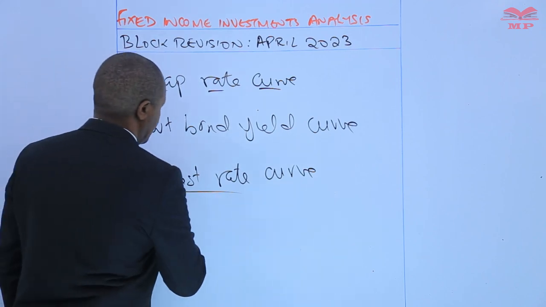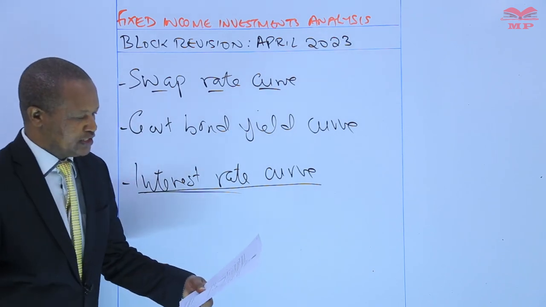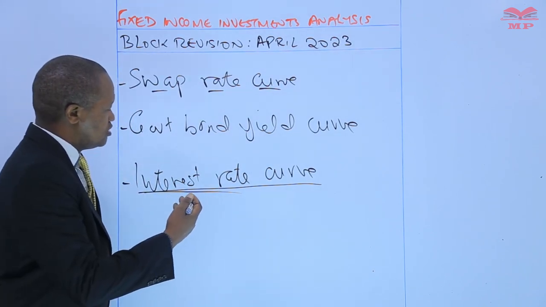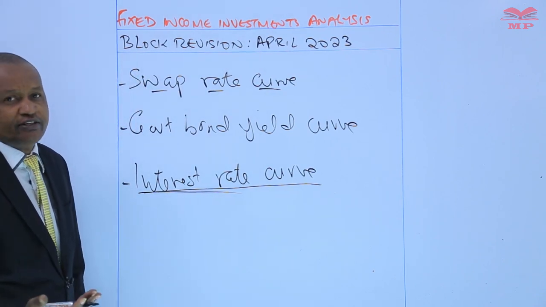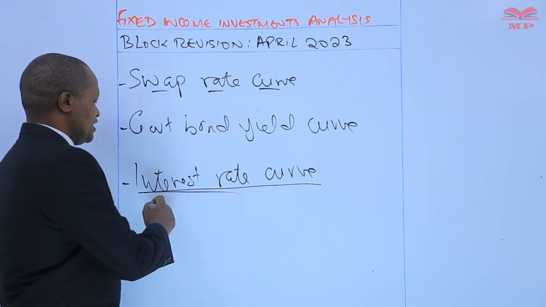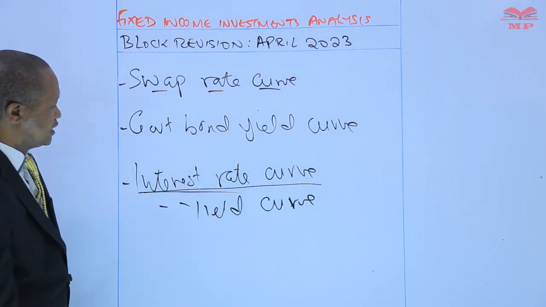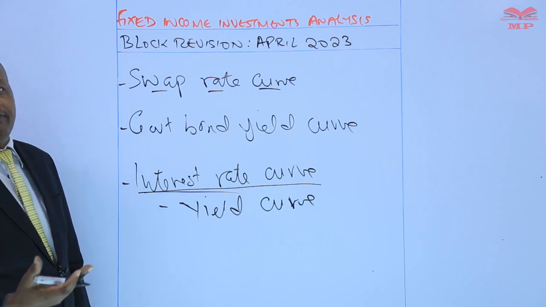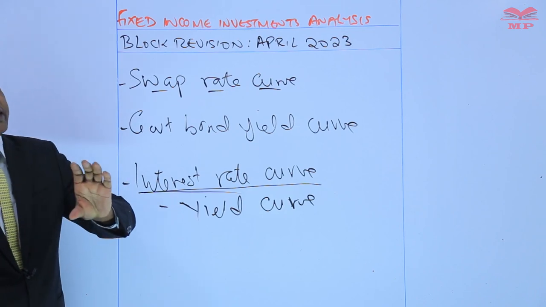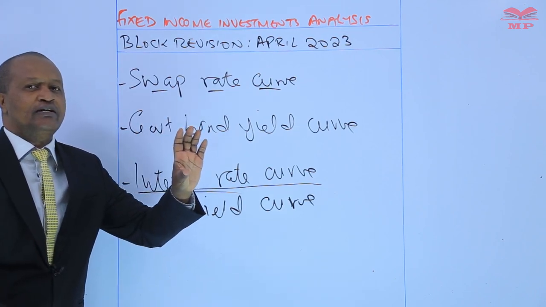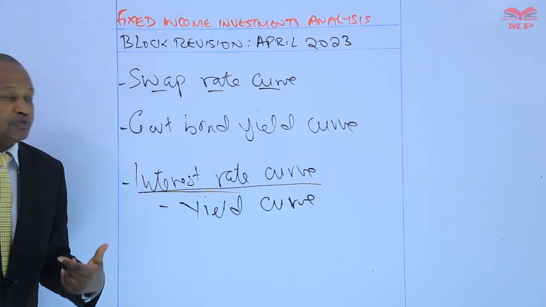So the concept being tested there is the interest rate curve. What is an interest rate curve? Before we come to the reasons, what is an interest rate curve? Now, candidates, an interest rate curve is also known as the yield curve. And it is a graphical representation of the relationship between interest rates and their maturities. Do you understand?